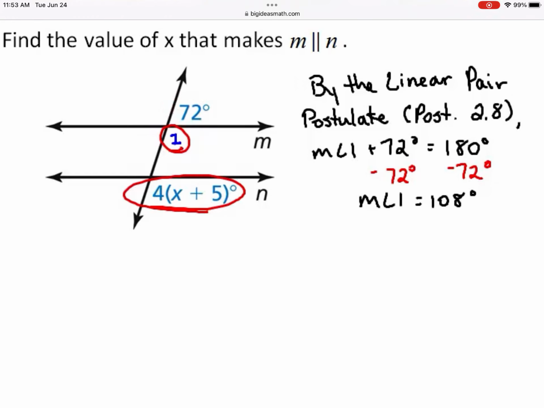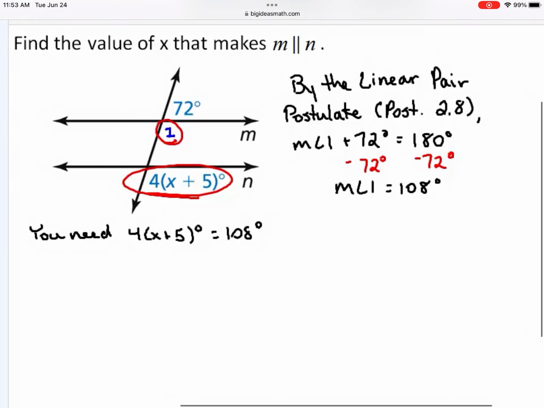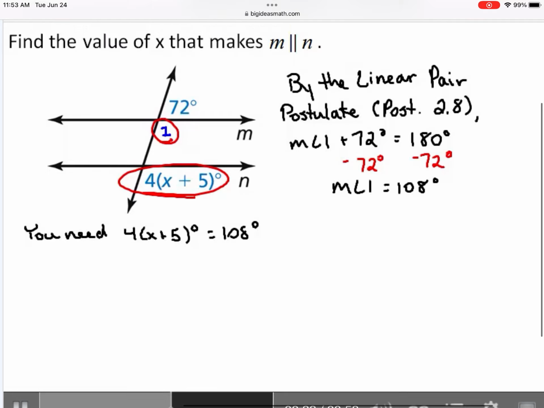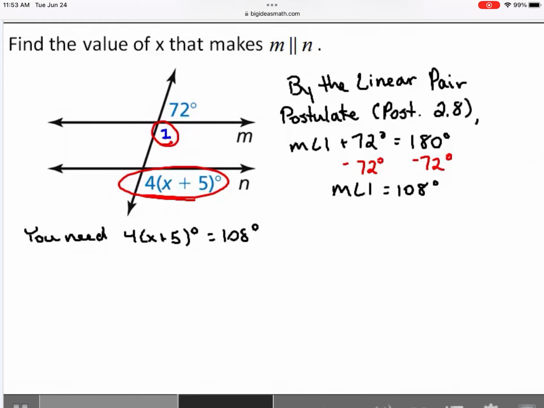In order to use the corresponding angles converse, you need 4 times the quantity x plus 5 degrees equals 108 degrees, because 108 degrees is the measure of angle 1, and the angle measuring 4 times the quantity x plus 5 degrees are corresponding angles, because they both lie to the right of the transversal and below the lines M and N.